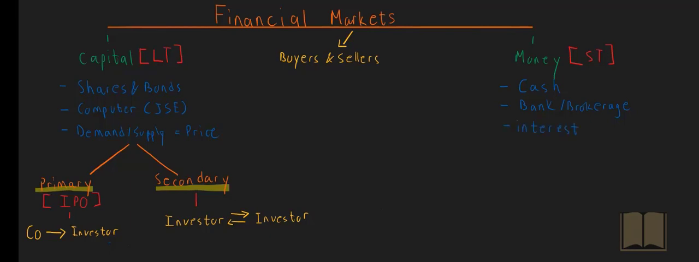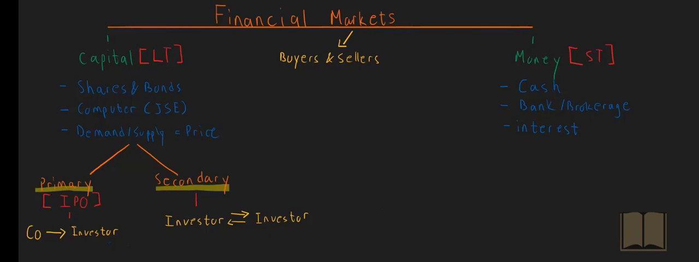The buyers in the money market will earn a return for providing this cash to the market. That return is called interest. The sellers, on the other hand, will obtain this cash and use the cash to fund their working capital or operational requirements.